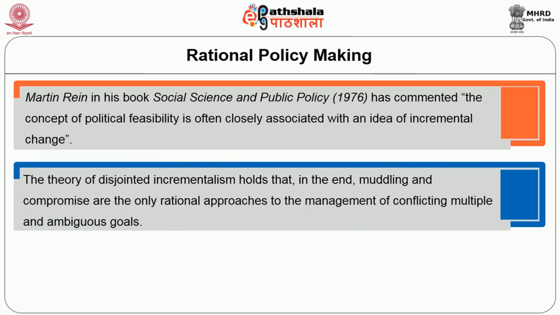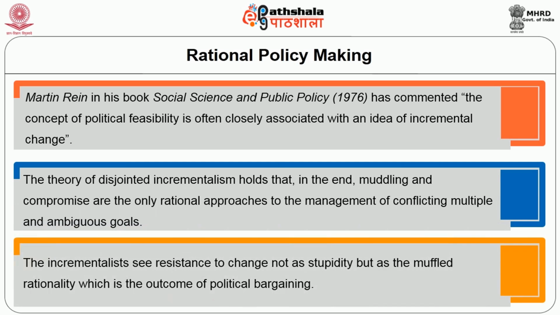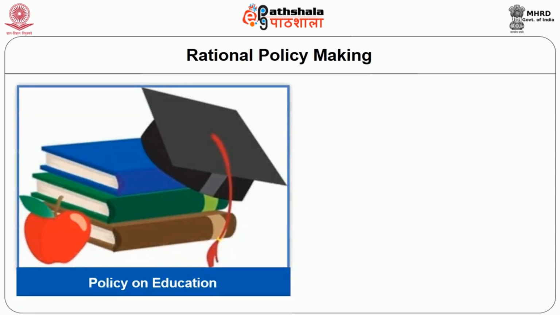The theory of disjointed incrementalism holds that in the end, muddling and compromise are the only rational approaches to the management of conflicting, multiple and ambiguous goals. The incrementalists see resistance to change not as stupidity but as muffled rationality, which is the outcome of political bargaining.